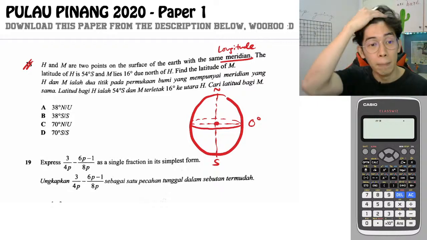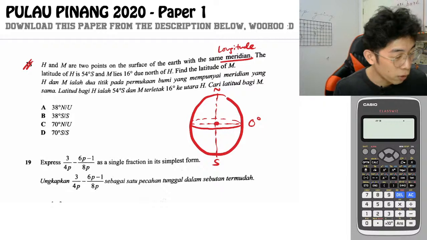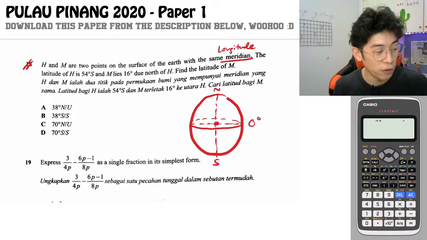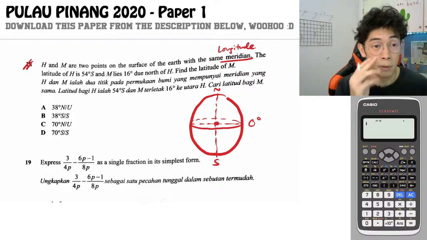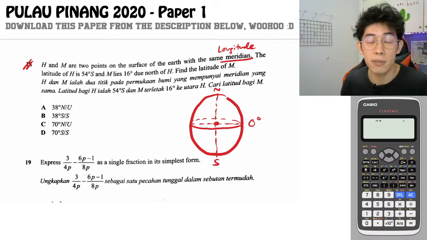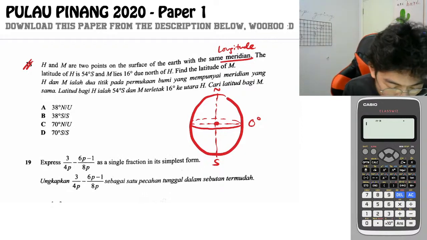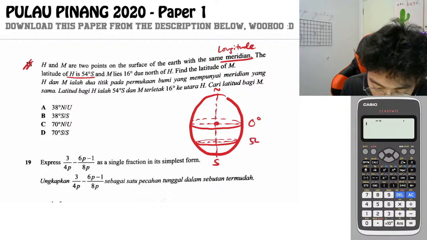Students might memorize it wrongly, because they always remember this Greenwich meridian thing in geography. They think that's 0 degrees. No, that's the Greenwich meridian. This is meridian, it's different. Meridian means longitude. The latitude of H is 54. So this thing I know already. So 54, I just roughly put it over here. So the latitude is 54 south.